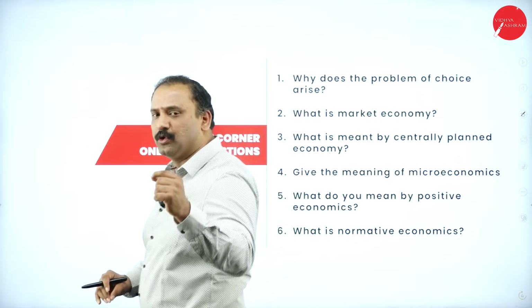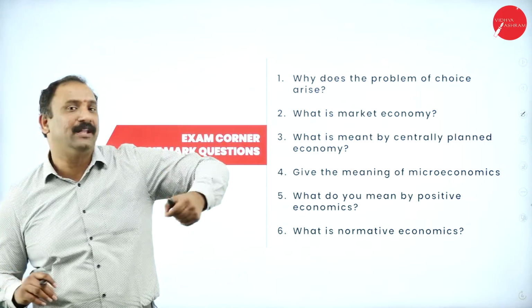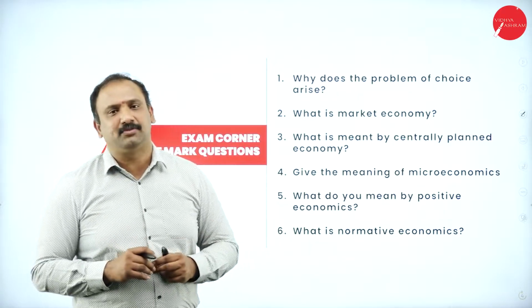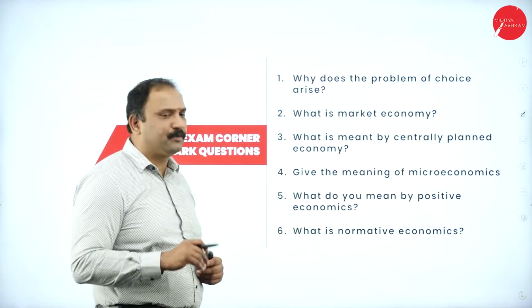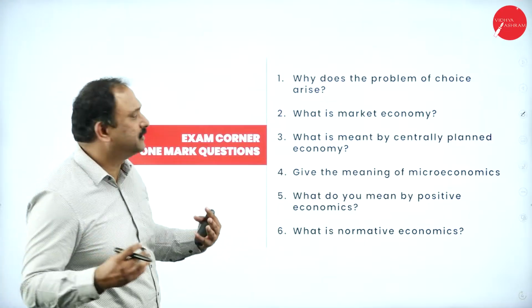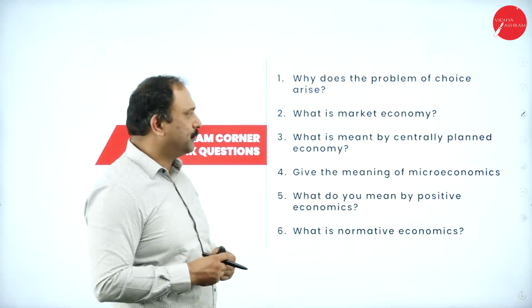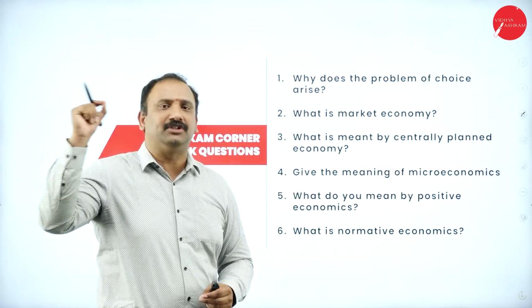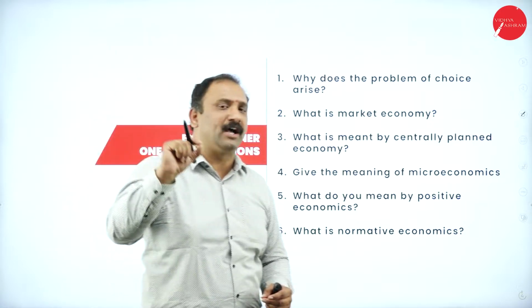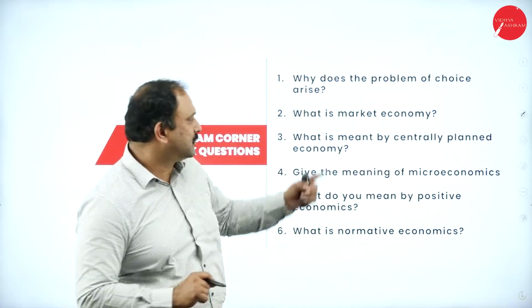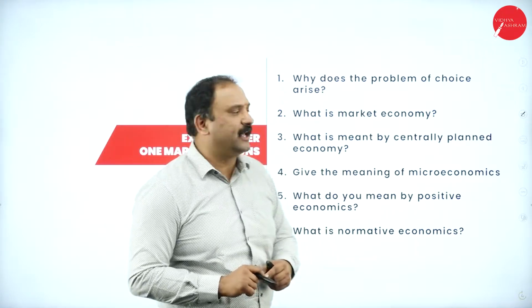Now, all of us know that the problem of choice will occur because of scarcity. That's where the problem of choice occurs, because there's scarcity. You don't have all the factors in unlimited quantities, so scarcity leads to the problem of choice. What is market economy? The economy which is run through production-based activities or through the capitalistic-based economy. That's what we call the market economy.